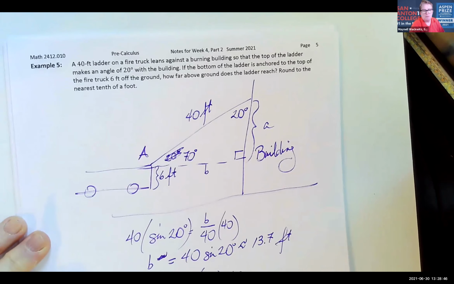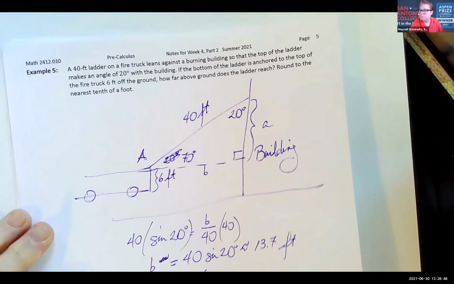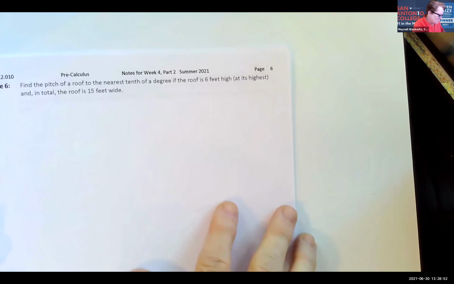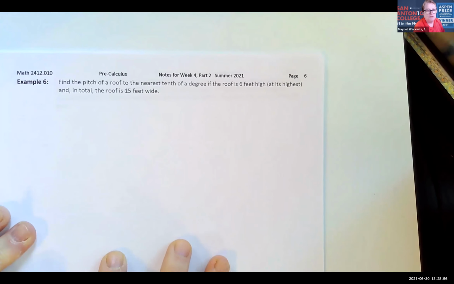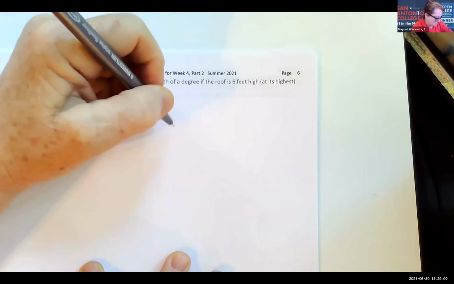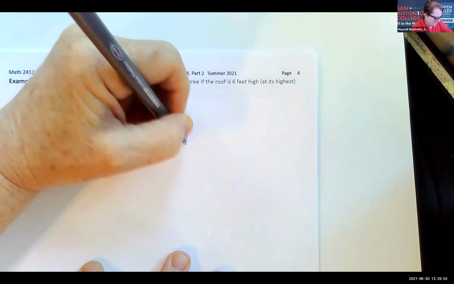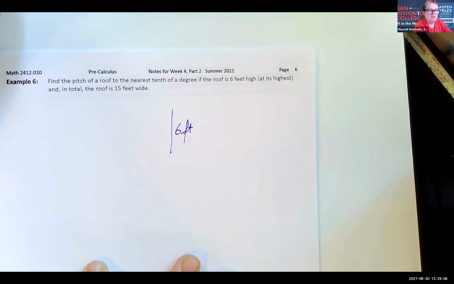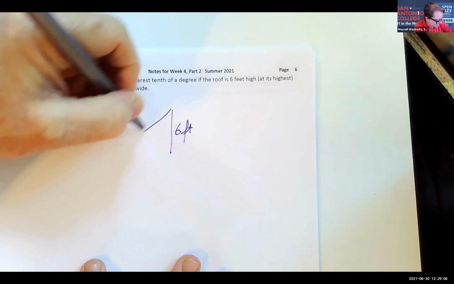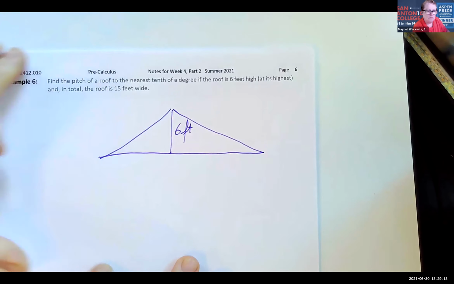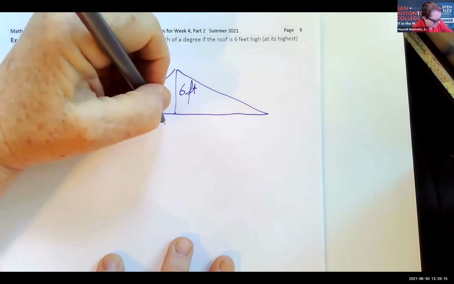Any question before we move forward? All right. Find the pitch of a roof to the nearest tenth of a degree if the roof is 6 feet high at the highest part and 15 feet wide. And we're just going to assume we have a very boring roof that's symmetrical.